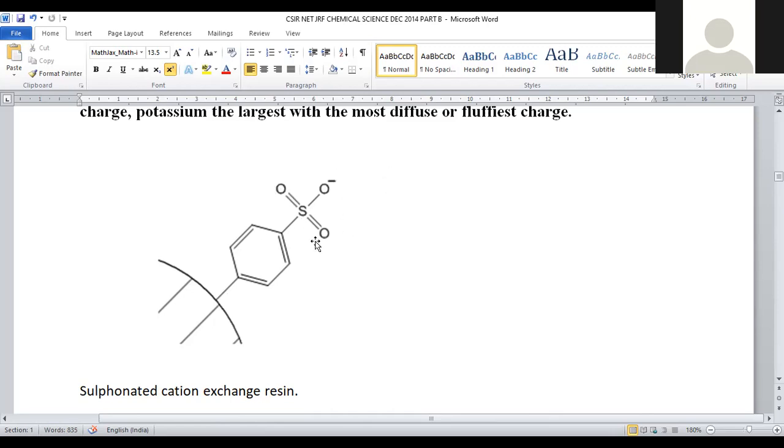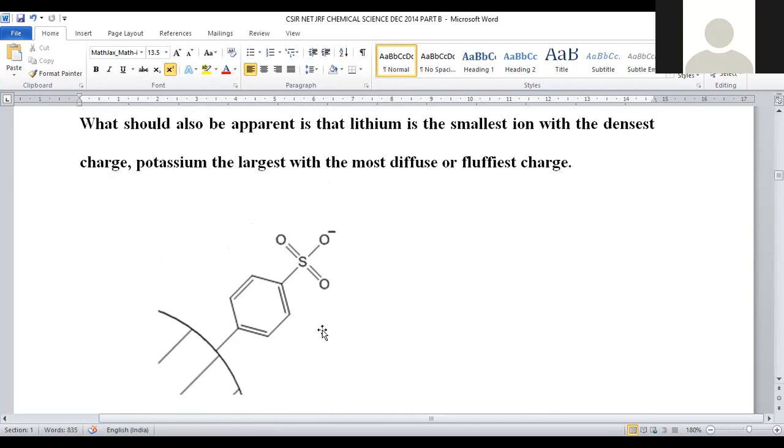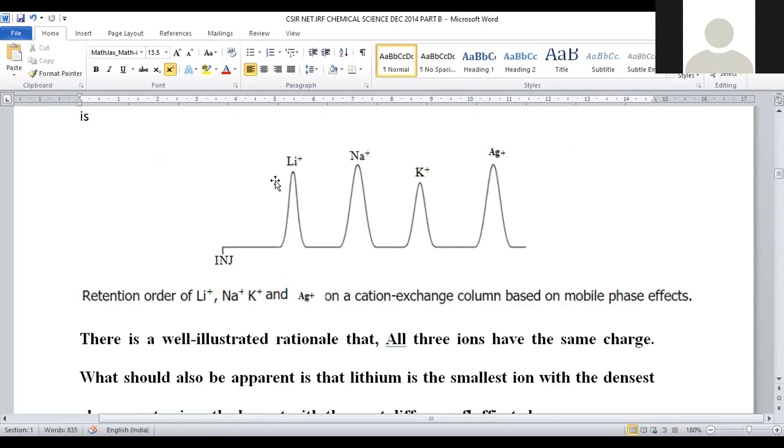Right, here sulfonic acid SO3 minus when taken, what happens? Negative charges are there, it has a tendency to retain the cations, right? So this is a kind of system called a sulfonated cation exchange resin. It will release H plus and accept all the cations whichever are available in the given eluting solution, right? So here, this is a kind of system called sulfonated cation resin.